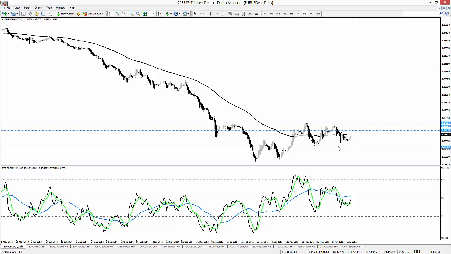So we've got, and the market is making a bullish rotation here on the euro dollar. Which high low would I take from the daily if I was looking at this chart?